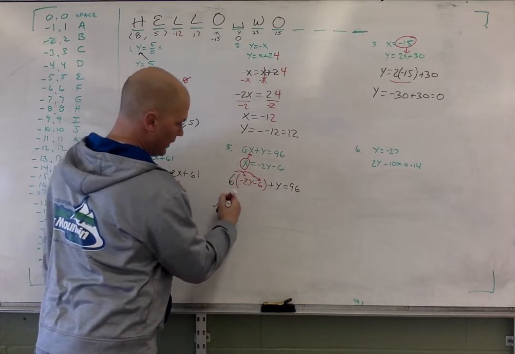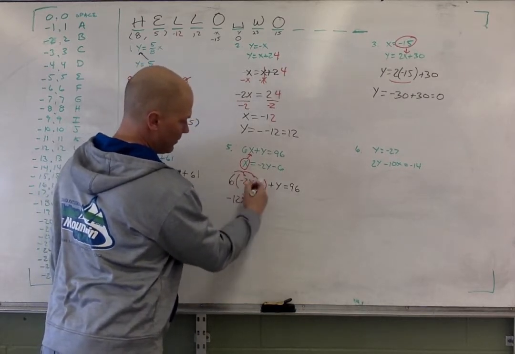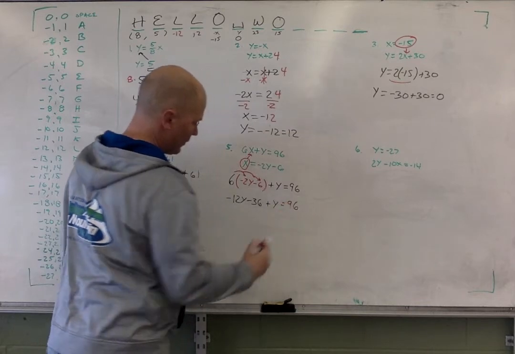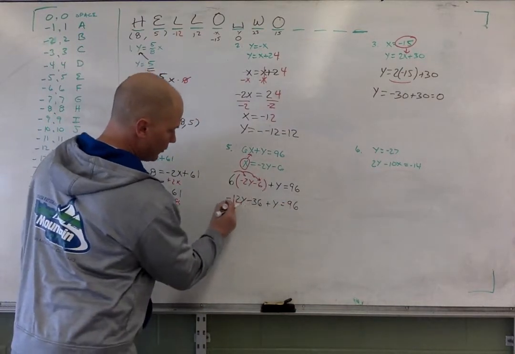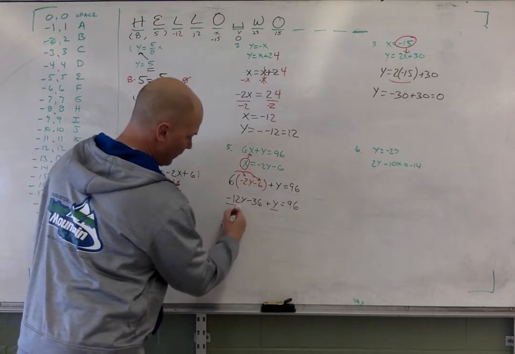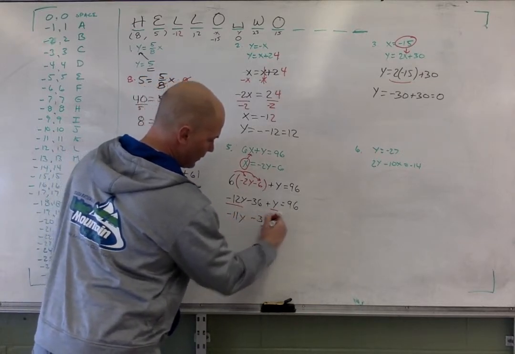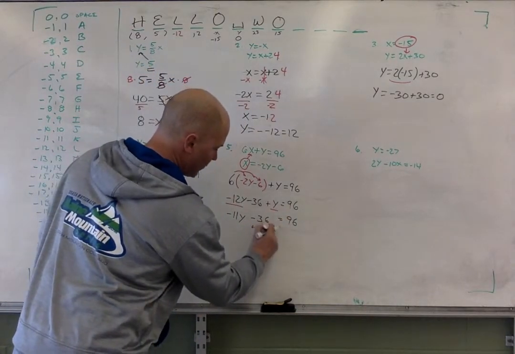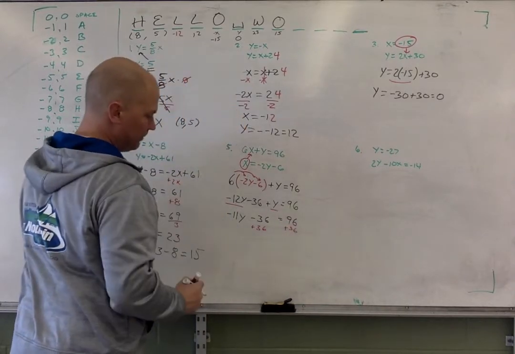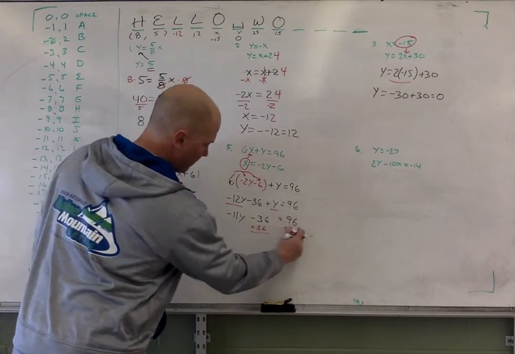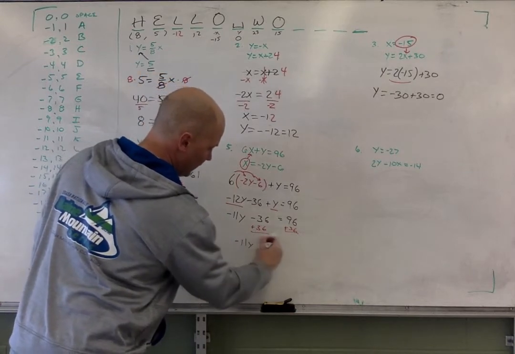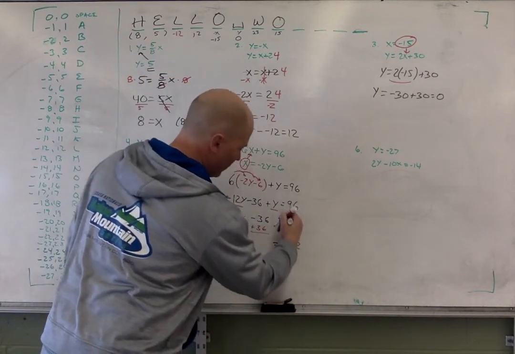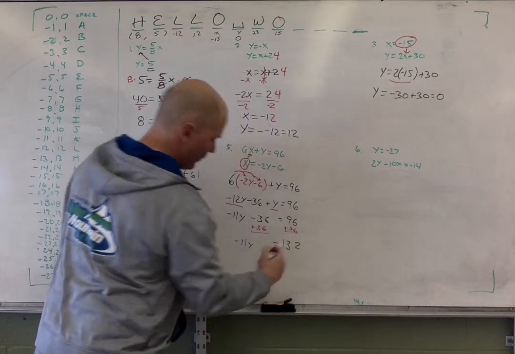6 times negative 2y is negative 12y. 6 times negative 6 is negative 36, plus y equals 96. We are going to combine like terms, and we're going to get negative 11y minus 36 equals 96. We've got to move the numbers to the same side. So we're going to add 36 to both sides, and we'll get negative 11y equals, maybe pull out a calculator if you want, but 6 plus 6 is 12, carry the 1, 10, 13, 132.